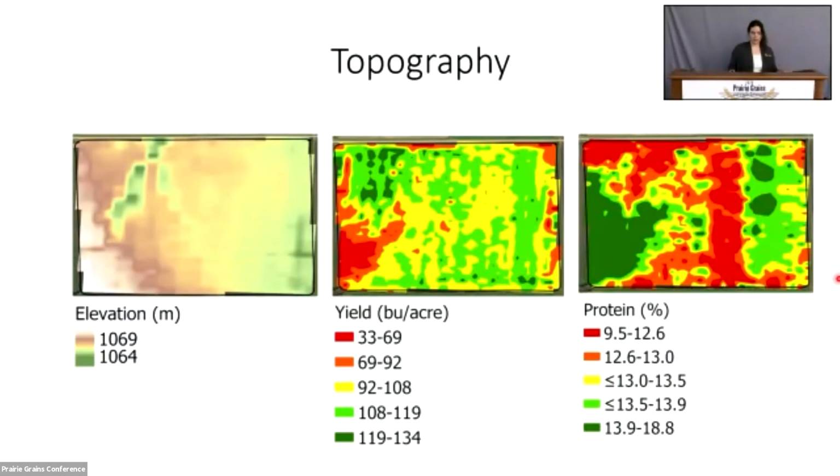And some other things that we are comparing these protein maps to is topography, elevation, how that's playing into our yield and our protein maps.